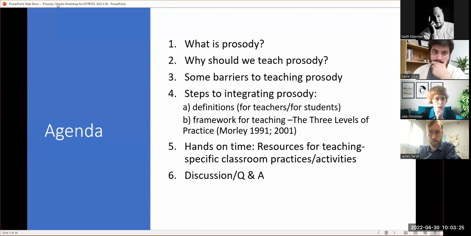So a little bit about what we will do: talk about the definitions of what is prosody and why we should teach it, some barriers, and then really getting into how, along with the definitions for teachers, to integrate it into your fluency classroom or any classroom that has a speaking focus. I'm going to give you a framework for teaching that's based on Morley, and I really hope that it helps, and then some hands-on time, as I mentioned.